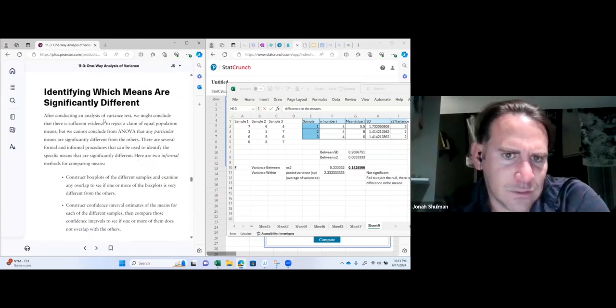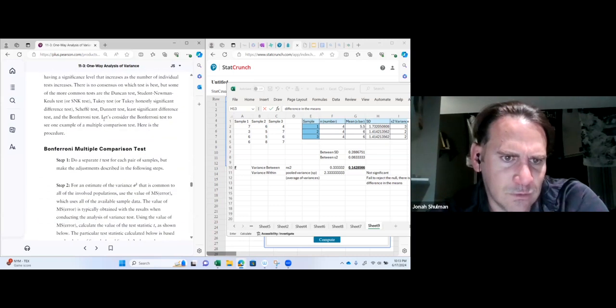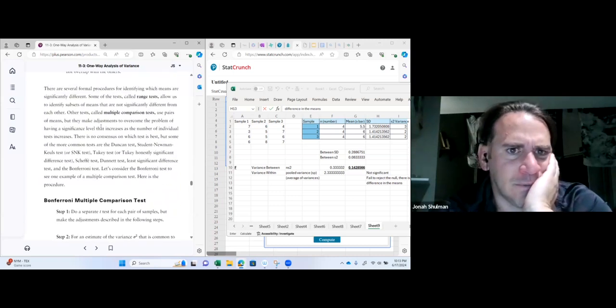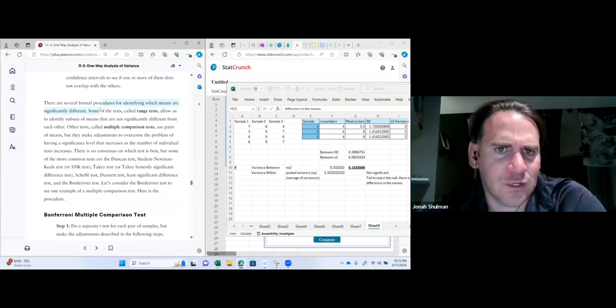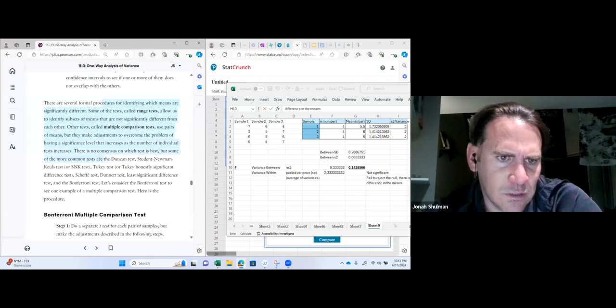Identifying which means are significantly different. You can look at box plots, confidence intervals. All right, let's see what else we got. There are several formal procedures for identifying which means are significantly different. Some of the tests are called range tests. Other ones are called multiple comparison tests. They make adjustments to overcome the problem that the significance level increases. So you've got the Duncan test, Student-Newman-Keuls, or the Tukey test. That's the one I always use.